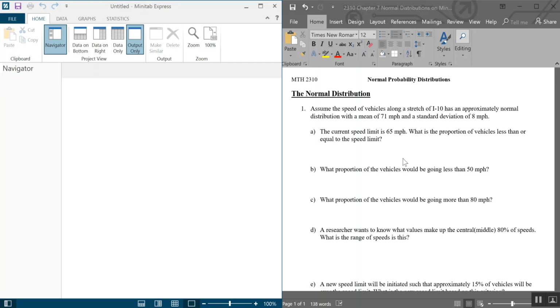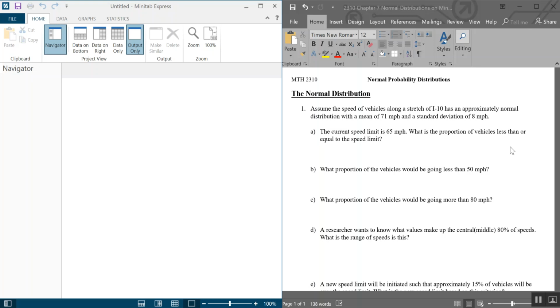So let's look at this first problem. Well, it's the only problem. This video is very short because everything we're going to do today is the exact same stuff from Chapter 6, it's just on a different distribution, a continuous one, the normal distribution, which is always bell-shaped, unimodal, and symmetric, because that's how it looks.